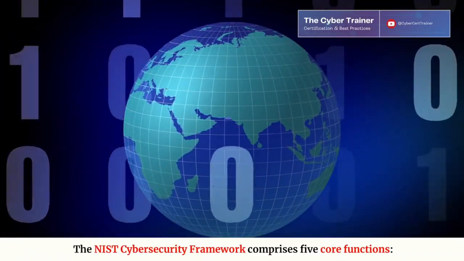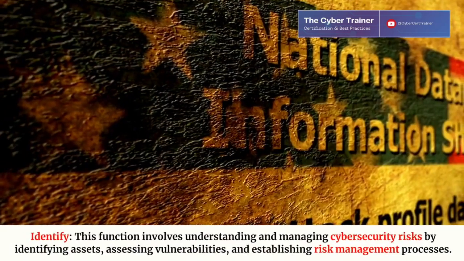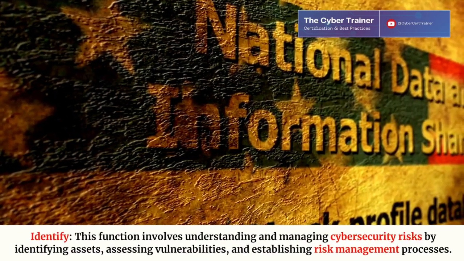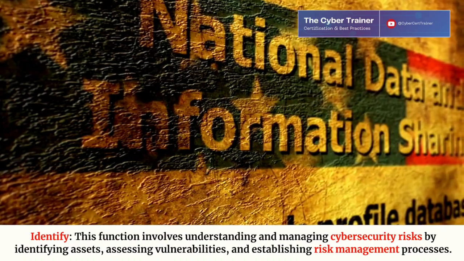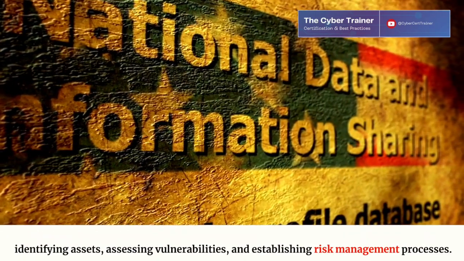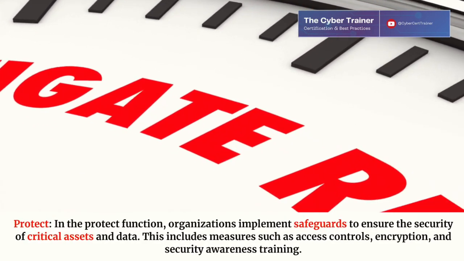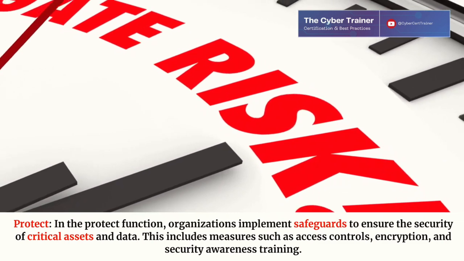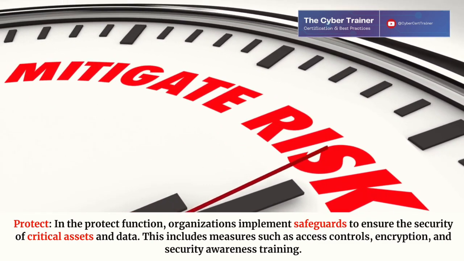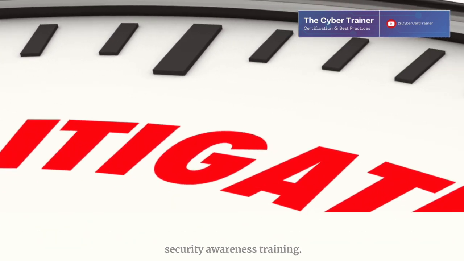The NIST Cybersecurity Framework comprises 5 core functions. Identify. This function involves understanding and managing cybersecurity risks by identifying assets, assessing vulnerabilities, and establishing risk management processes. Protect. In the Protect function, organizations implement safeguards to ensure the security of critical assets and data. This includes measures such as access controls, encryption, and security awareness training.